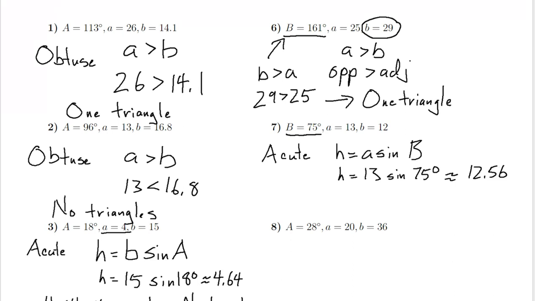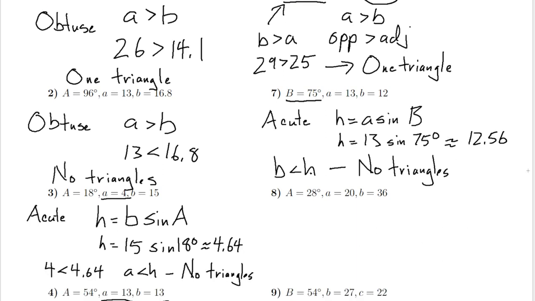Now, when we're comparing this height, we need to compare it first to B. In this case, B is less than H. Since B is the opposite side, if the opposite side is less than the height, that's the case that tells us there's no triangles possible. Go ahead, give 8 a try, and we'll come back and work on it.